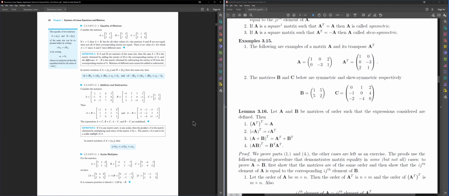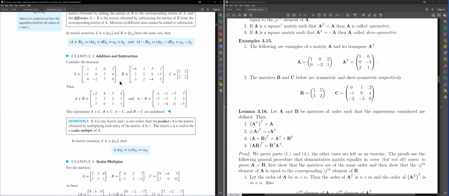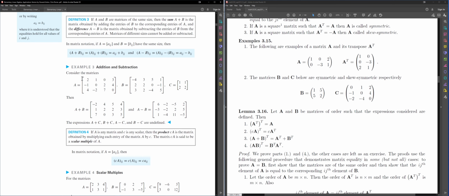One thing that you want to check for matrix equality is, for example, if you consider matrices A and B. These matrices have the same size, 3 by 4. You have 3 rows and 4 columns. But once you start looking at the entries, this entry over here is not equal to this entry over here. That tells you right away that the matrices are not going to be the same, because in order for two matrices to be the same, each entry needs to be equal to the corresponding entry.